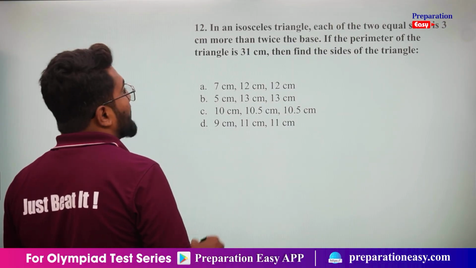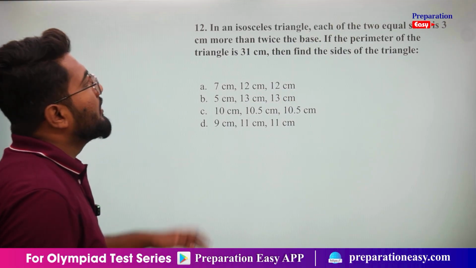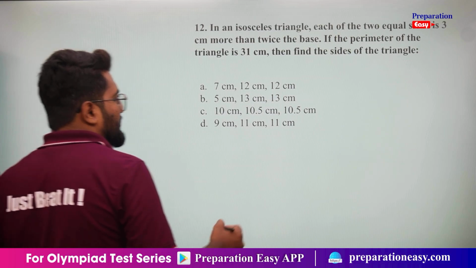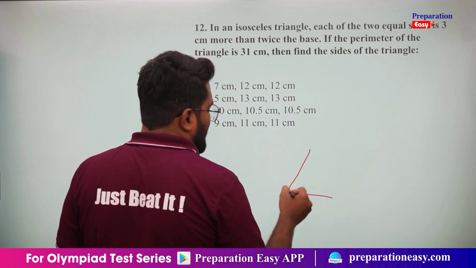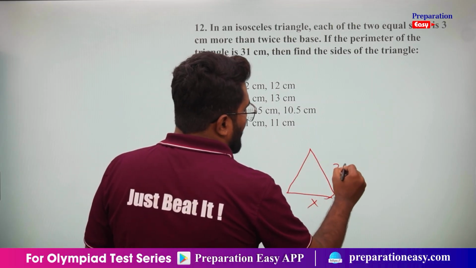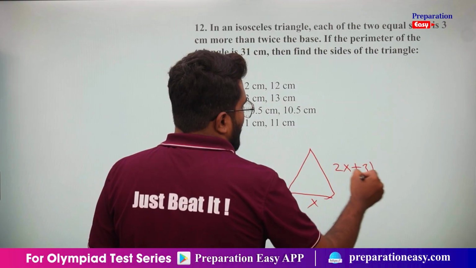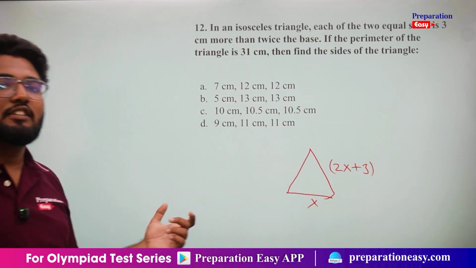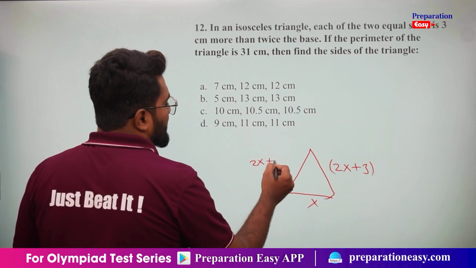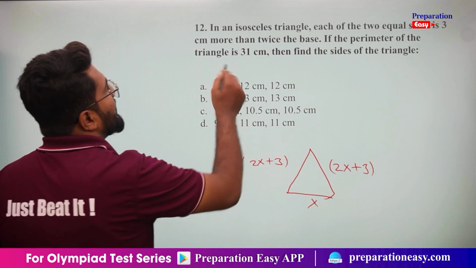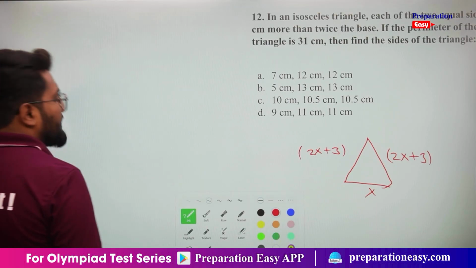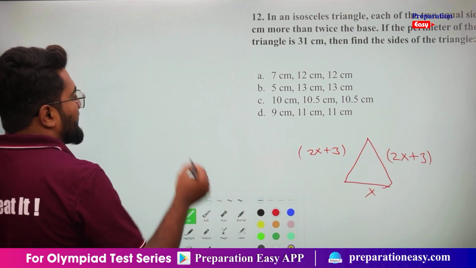Okay, now let's check our question. Two equal sides are each 3 more than twice the base. If we consider the base as x, then the sides will be 3 more than twice the base, that is 2x plus 3, and again this side will also be 2x plus 3. The perimeter is given as 31. Find the sides.